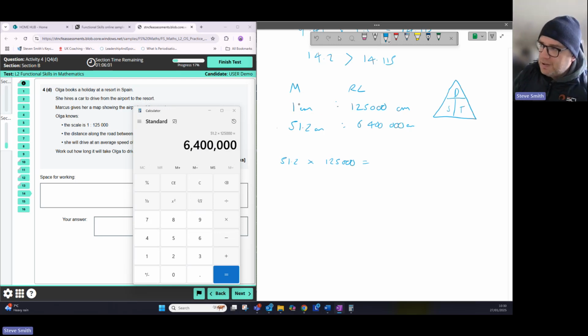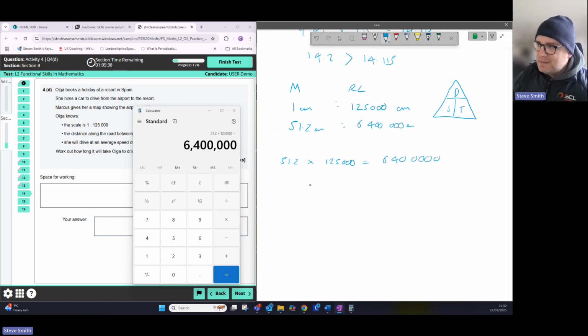I think for me, I see that relationship: oh, it's 125,000 times bigger than that one. So this one also needs to be 125,000 times bigger than that one. Had you done it that way around, it's still exactly the same number. Okay, so we've got centimeters, 6,400,000.